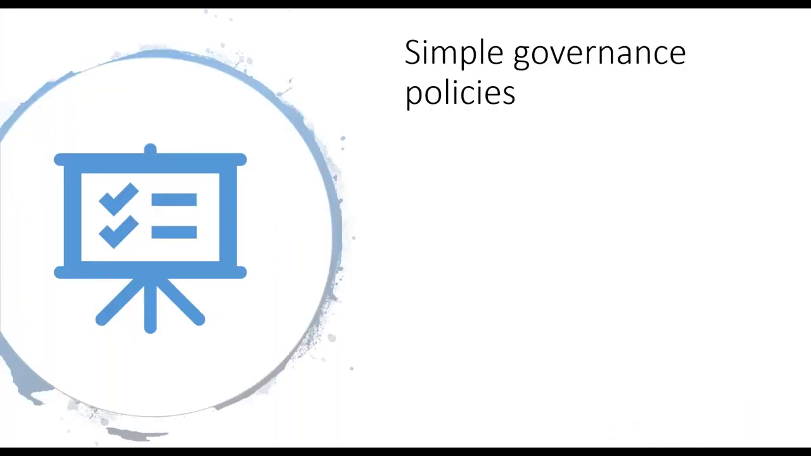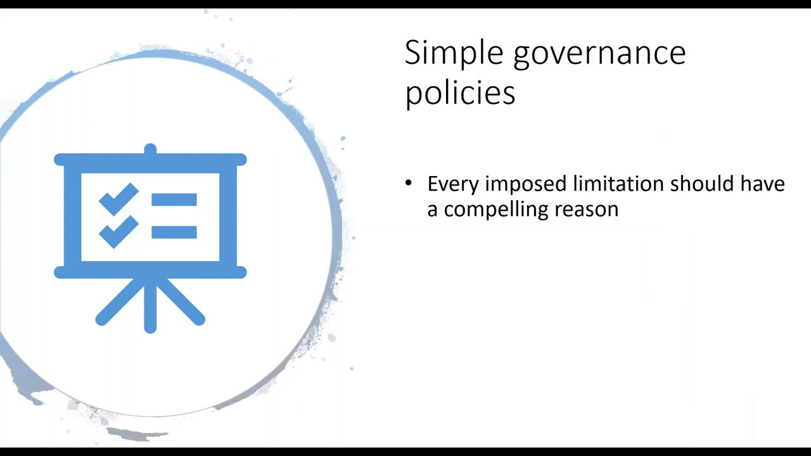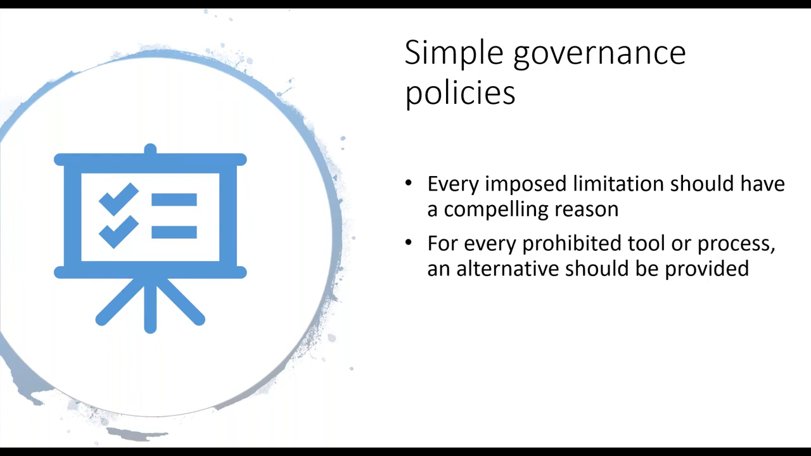So number 1, simple governance policies. What does that mean? Every imposed limitation should have a compelling reason. So if I'm limiting people from doing something, there has to be a very compelling reason for that. It cannot just be because I say so. That doesn't fly anymore. That was one of the things that they put out there as one of the policies for their people.